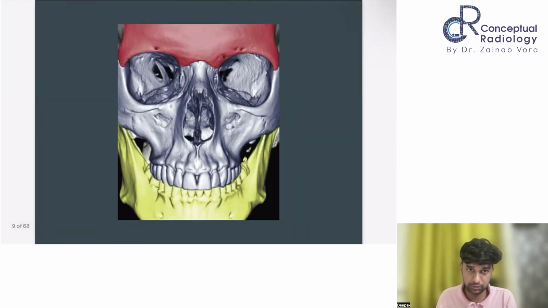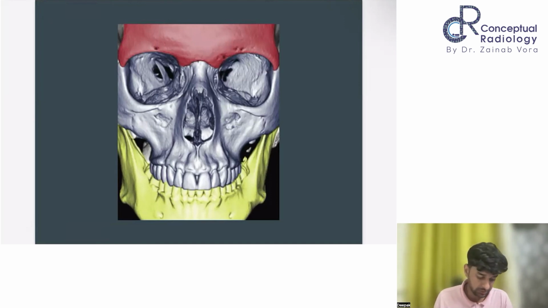So before seeing the separate fractures, we need to divide the regions. It's always a good idea to divide the region that we are studying so that it will be easy to remember and also easy to apply. There are two concepts. One is used by ENT surgeons. They usually refer to the facial fractures as upper face, mid face, and lower face.